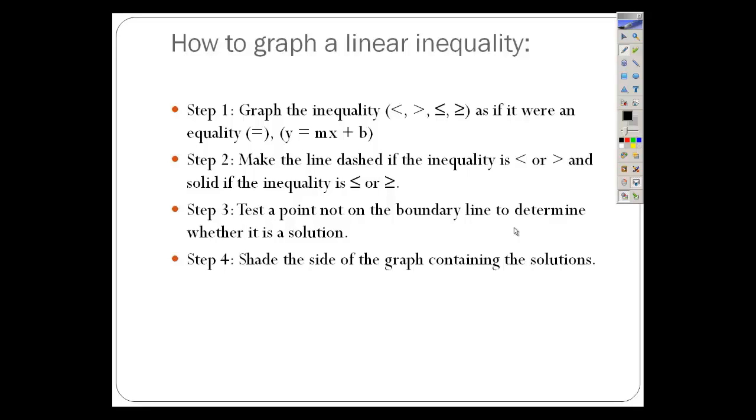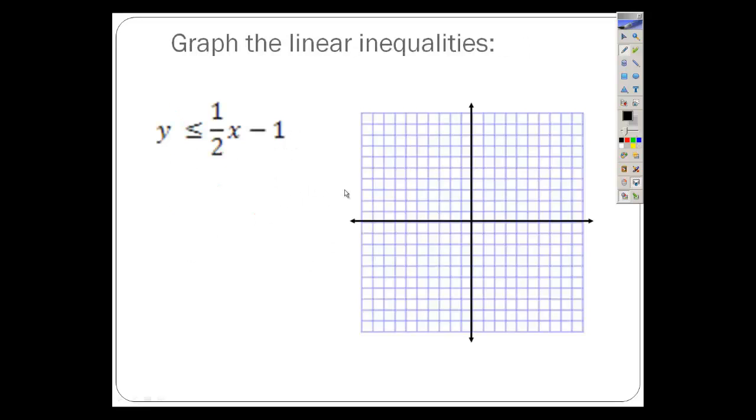Step 3, we're going to test a point not on the boundary line. So just like what we just practiced, we're going to put a point in on one side or the other of the line and see if it works. If that's the side that works, you shade that side. If that's the side that does not work, you shade the other side. So hopefully this will make a little more sense as we get into one here.